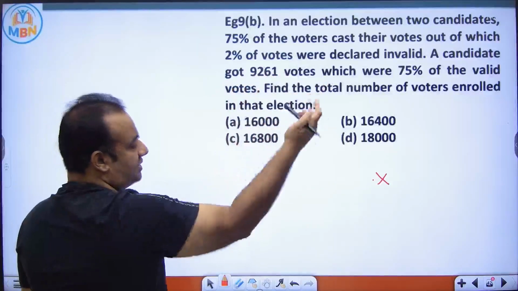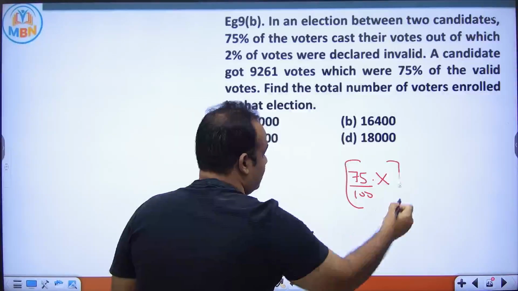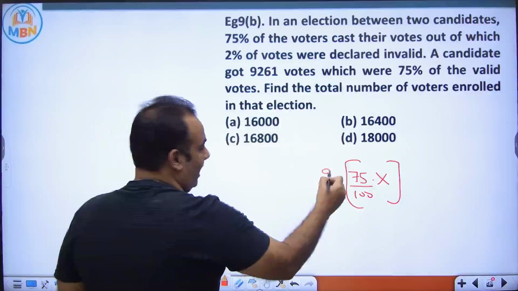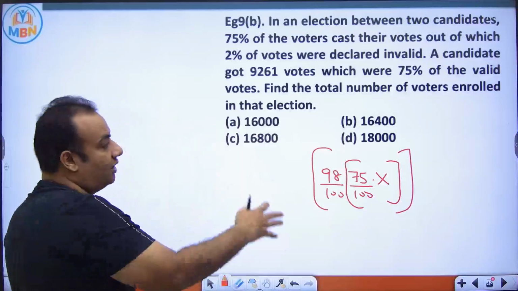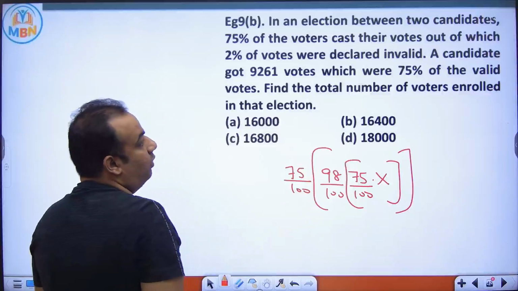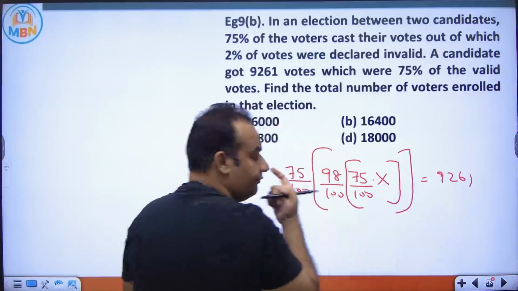75% of the voters casted their votes. So how many casted their votes? 75%. These are the people who casted their votes, out of which 2% votes were declared invalid. So how many are valid? 98%. So these are the valid votes. The winner got 75% of valid votes. So this 75% is equal to what? 9261. Now from here you have to calculate the value of X.